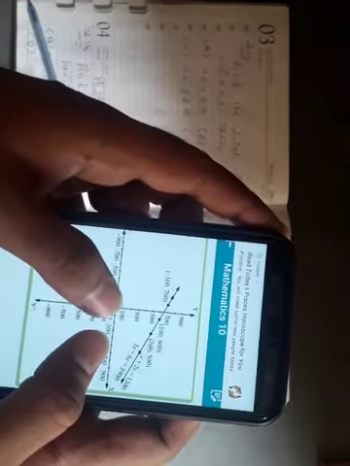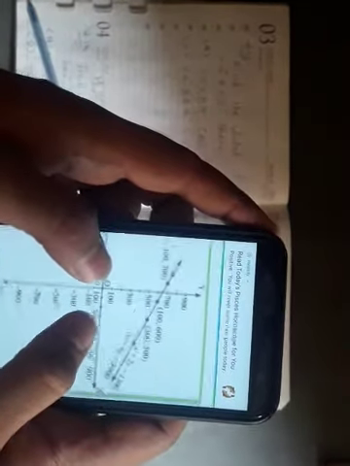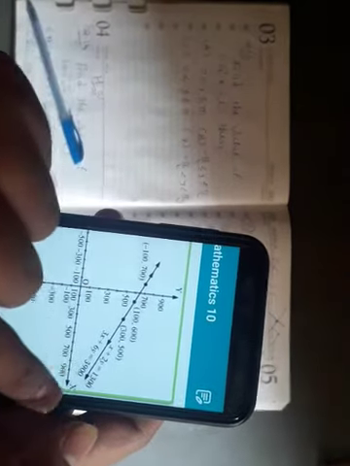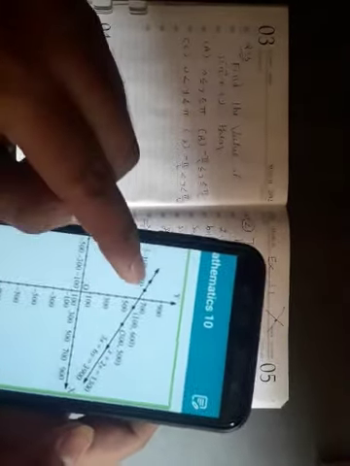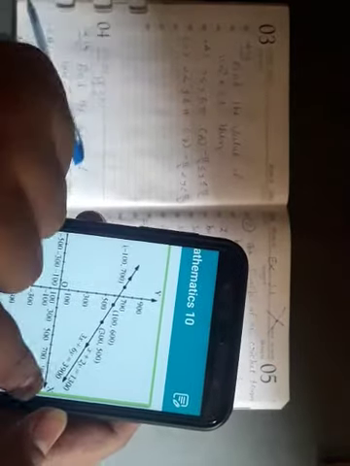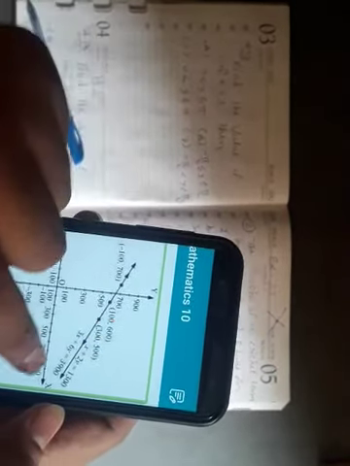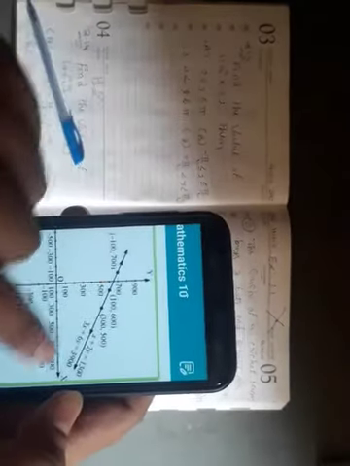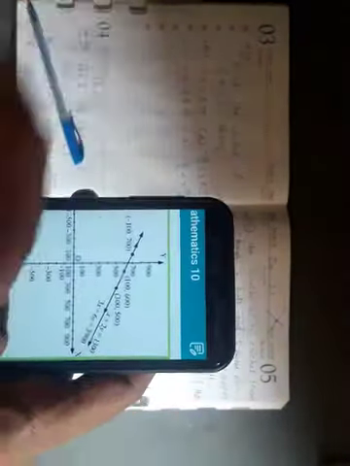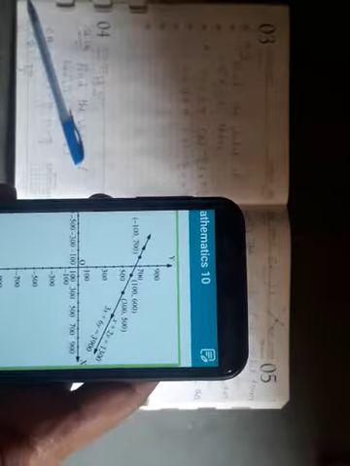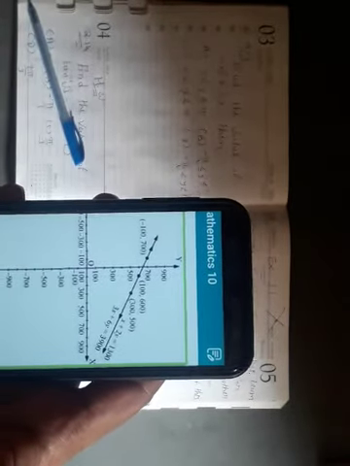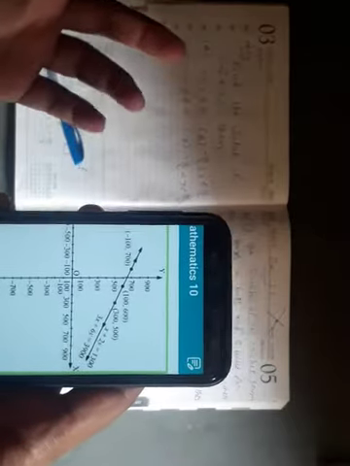Let me show you the graph. I hope you can see this graph clearly. Here we have 2 arrows at the end, which means it represents a line. Here we again have 2 arrows, which means it is also representing a line. So here we have 2 lines which overlap each other. Whenever you have 2 lines which overlap, they intersect each other at infinitely many points, more than one point. That is why they have infinitely many solutions.